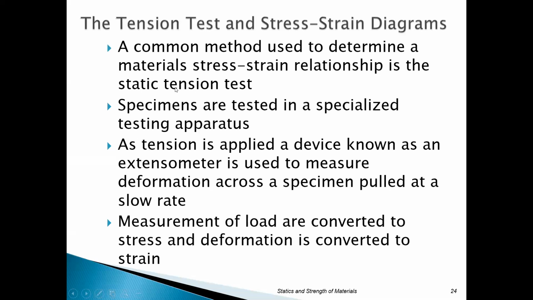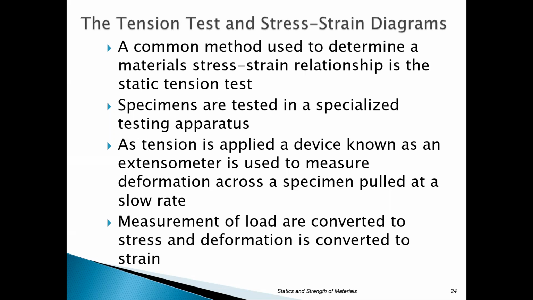You have a device known as an extensometer that is used to measure the deformation. As the specimen is pulled, it measures how much it's elongating. The specimen is pulled at a slow rate, usually from no load until it fails. In other words, it'll pop. I've got some videos that I'm going to put up on the webpage for you to look at. It's really simple: you put the specimen in there, turn it on, put the extensometer on it, and it measures the amount of load, and then the change in length before it pops.